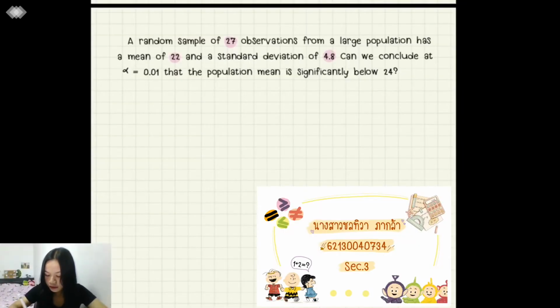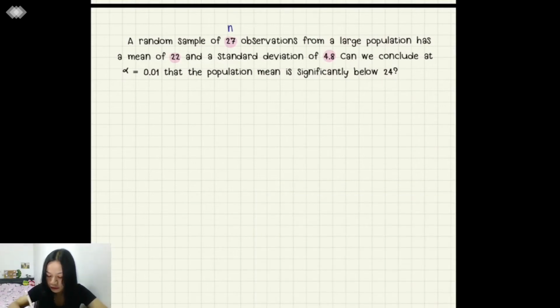A random sample of 27 observations from a large population had a mean of 22 and a standard deviation of 4.8. Can we conclude at alpha equals 0.01 that the population mean is significantly below 24? Solution. Step 1. Mu equal the population mean.